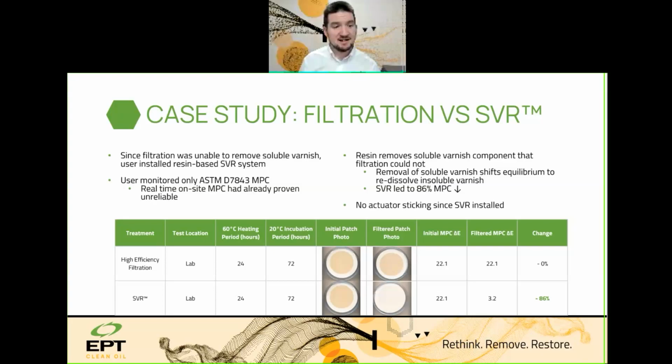The patch on the bottom right there, it is white. It's got a low MPC varnish potential of 3. This oil was allowed to sit for 72 hours as required. Over the course of that time, no insoluble varnish crashed out because there was no soluble varnish, or very little soluble varnish anyways, left behind in the fluid. Just like those 2 beakers we saw earlier on in the presentation.